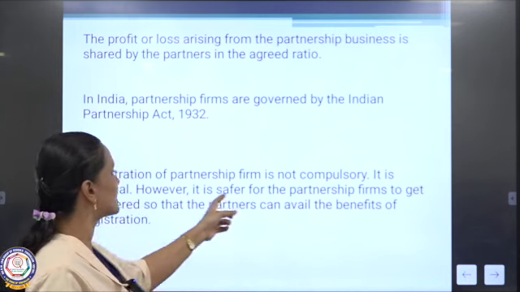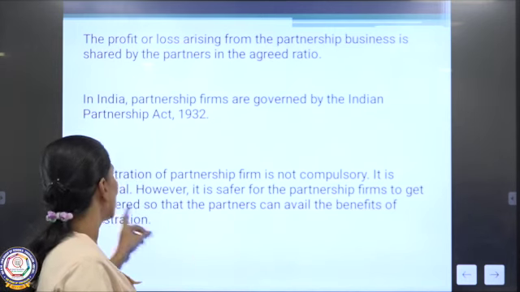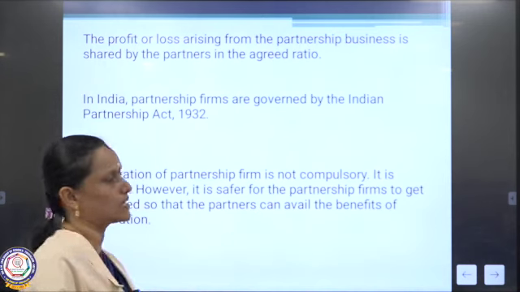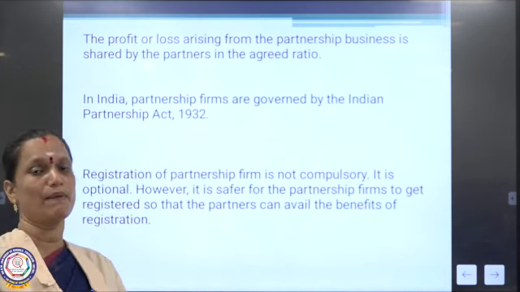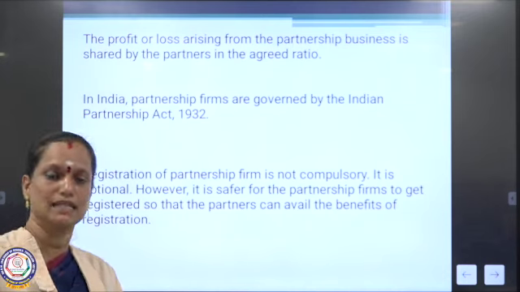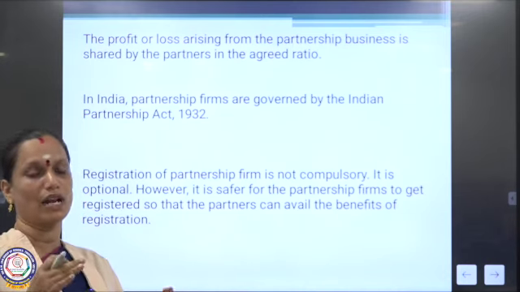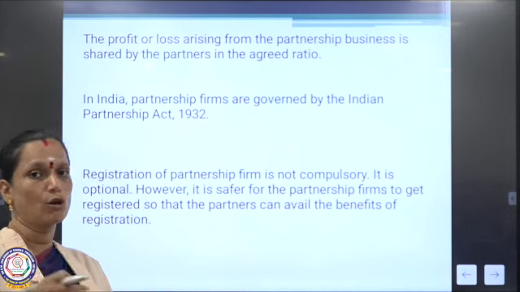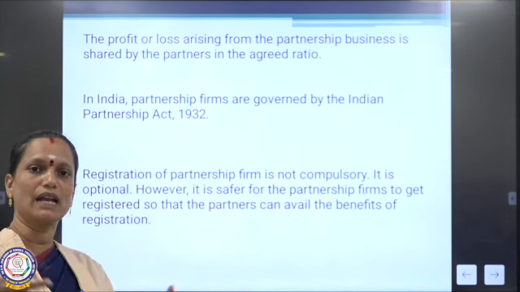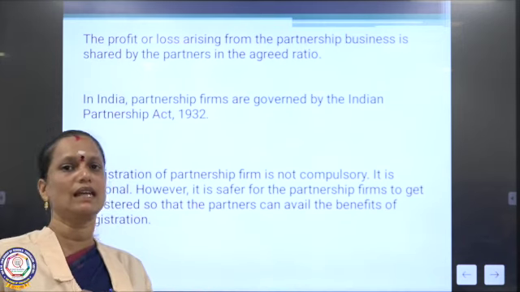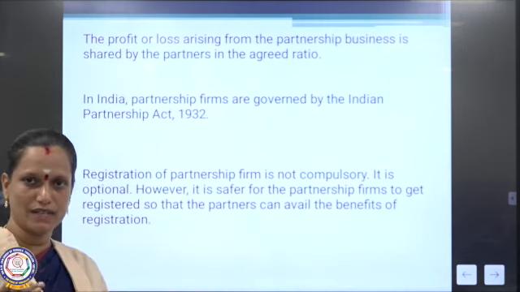However, it is safer for the partnership firm to get registered so that the partners can avail the benefits of the registration. If you register the partnership firm, it will be easy. In future, you can avoid misunderstanding among the partners. So it is the safer side to register the partnership firm. Okay. Do you understand, children?